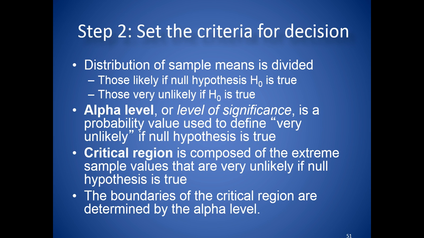Step two, set the criterion for decision. You need to have your alpha level. In most research, the alpha level is 0.05, which has a confidence interval of 95%. The critical region is composed of the extreme sample values that are very unlikely if the null hypothesis is true. So if your result falls within the critical region, then you know that it's statistically significant, and you're going to reject the null hypothesis. It's very unlikely that the null hypothesis is true, therefore you're going to reject it.